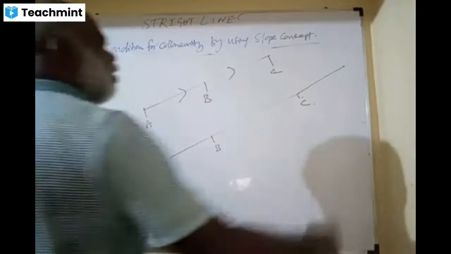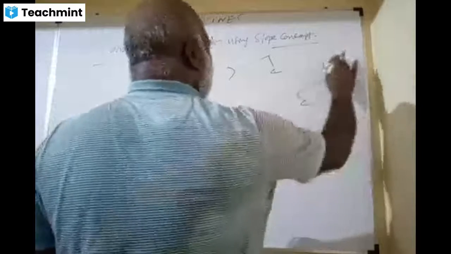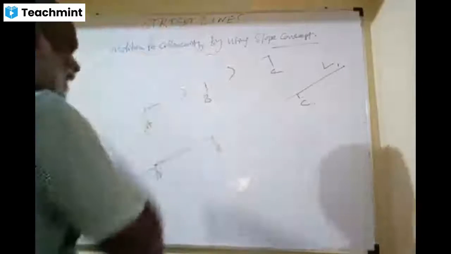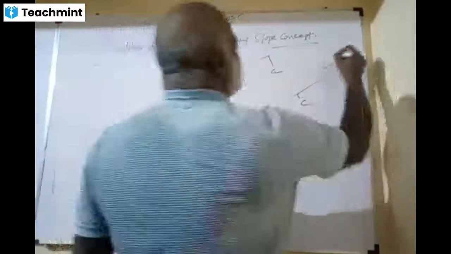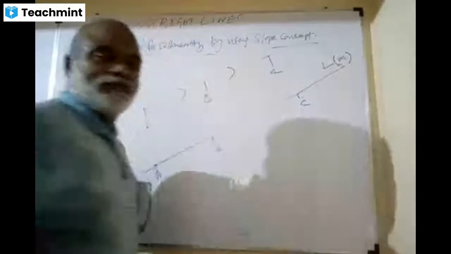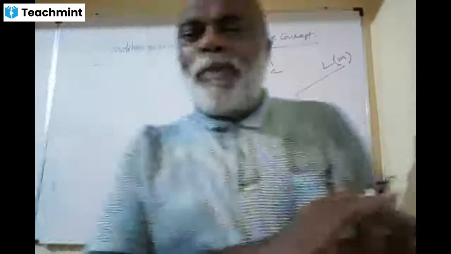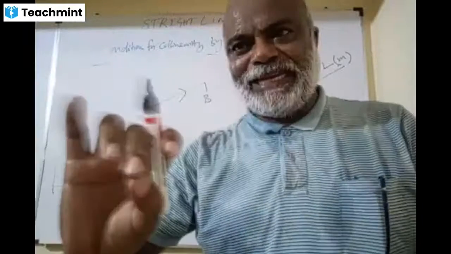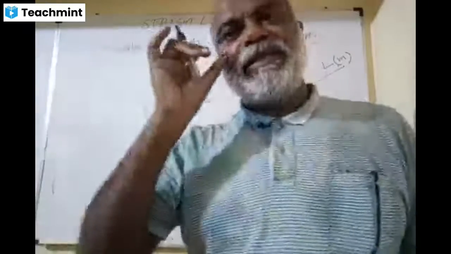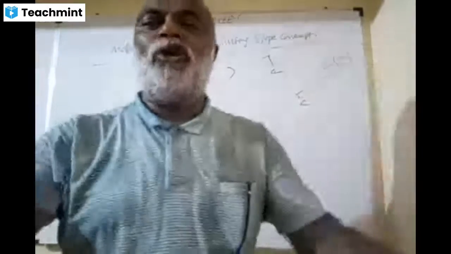So there is only one line, L. Whatever line it is, this line has got slope m, yes or no? Yes. So how many parts you segment it or divide it into, all the parts will have the same slope, my dears.